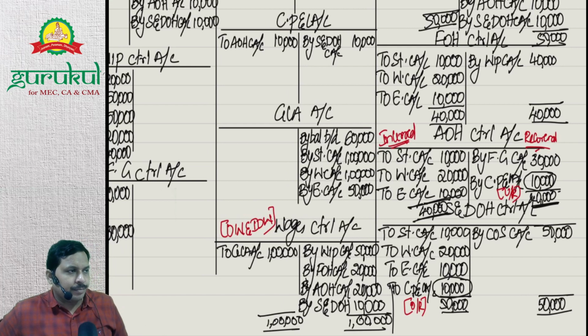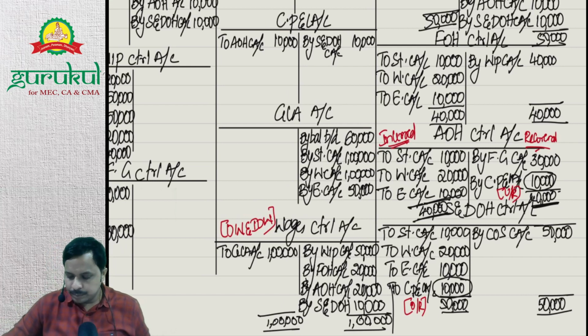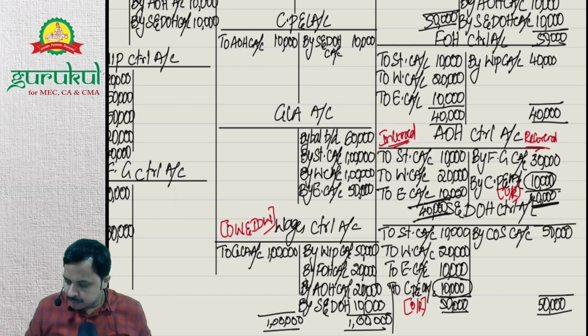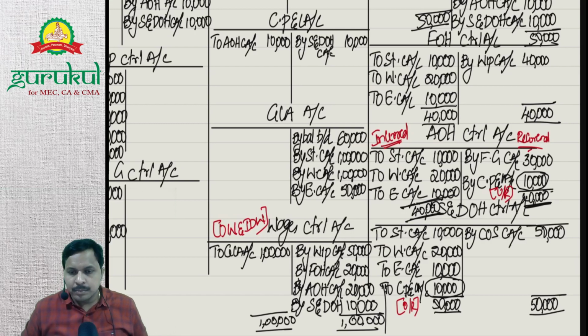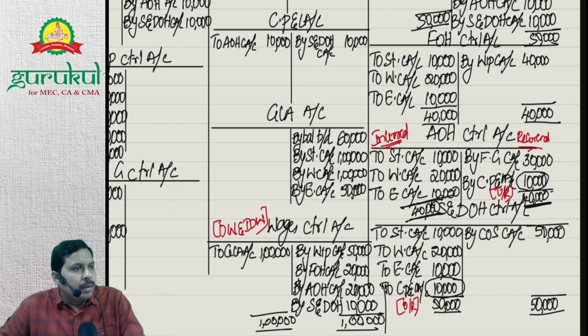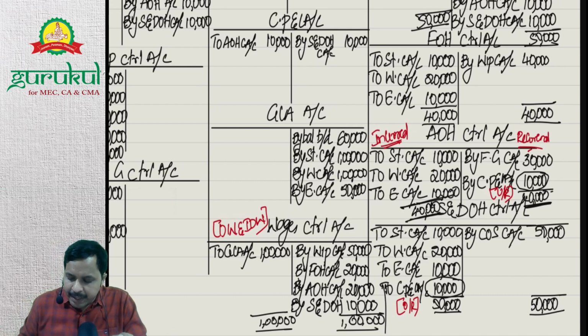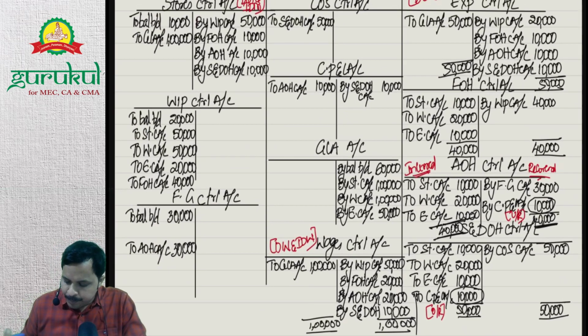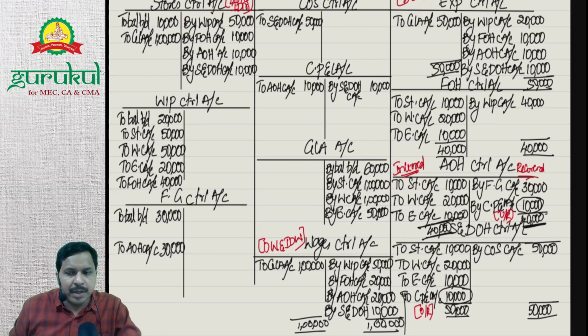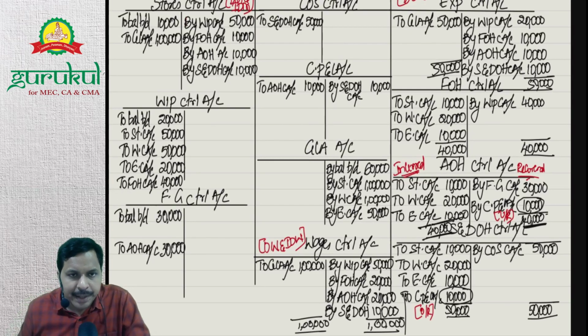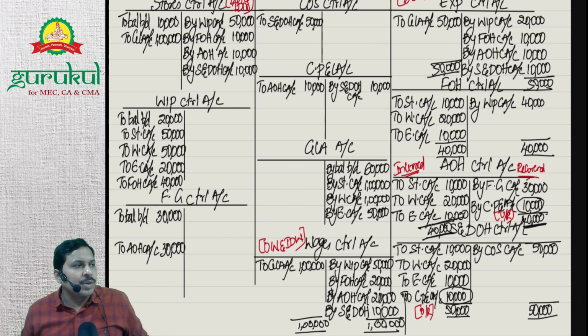Now, with this we have closed from wages till selling and distribution overheads. From wages we have closed till selling and distribution overheads. Now let us start closing from stores.